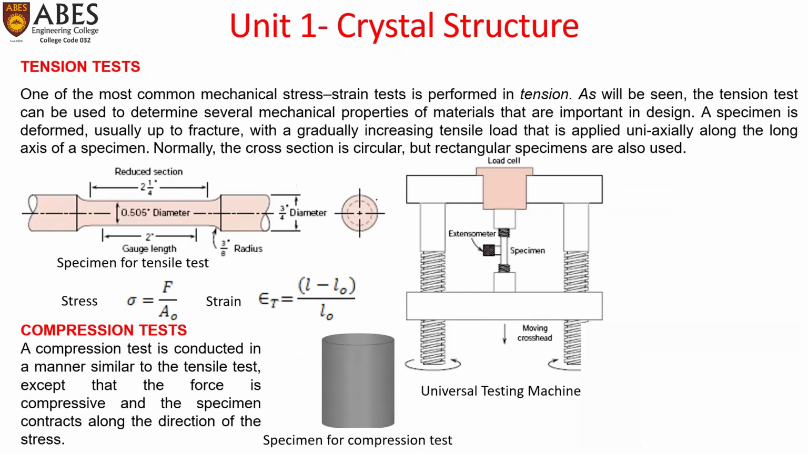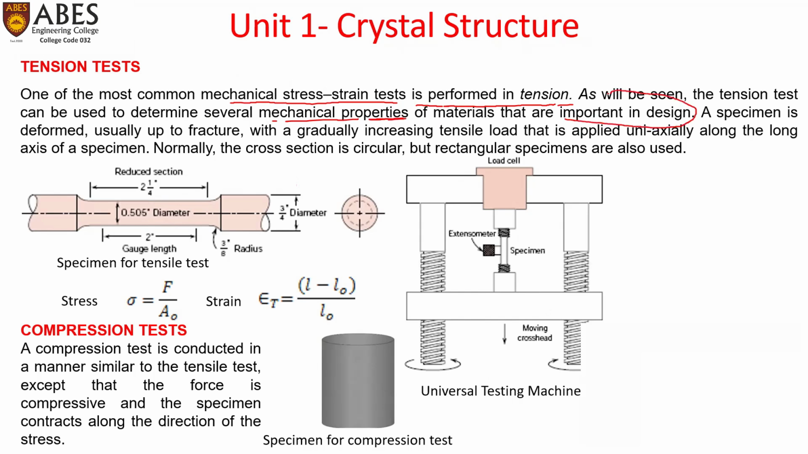The various tests performed to measure the mechanical properties are tensile tests or tension tests, compression tests, and also shear and torsion tests. Here we will discuss the tension and compression tests. One of the most common mechanical stress strain tests is performed in tension. These tests are typically observed in a stress strain curve. The uniaxial tensile loading test is very common in material science. As will be seen, the tension test can be used to determine several mechanical properties that are important in design.